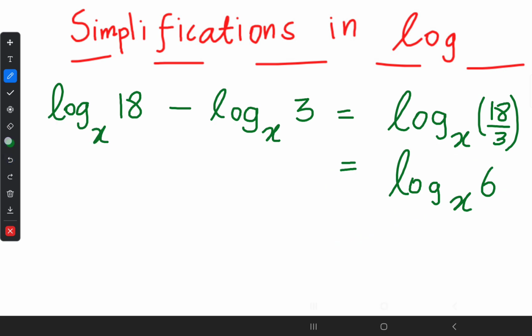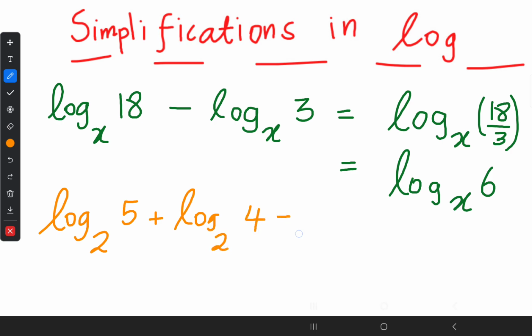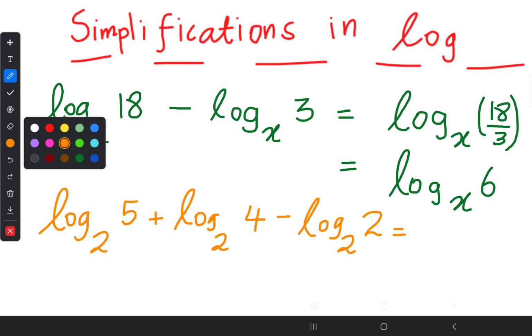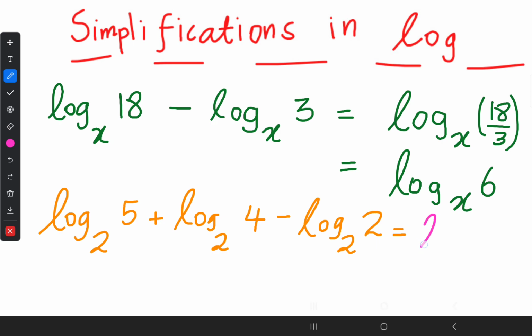This is the maximum simplification we can operate. Then let's try one more question. Log base 2 of 5 plus log base 2 of 4 minus log base 2 of 2. What do we need to do? The bases are the same in all three cases. There are three logarithmic values, log base 2, log base 2, and here also log base 2. In the final answer it would be log base 2 as well.